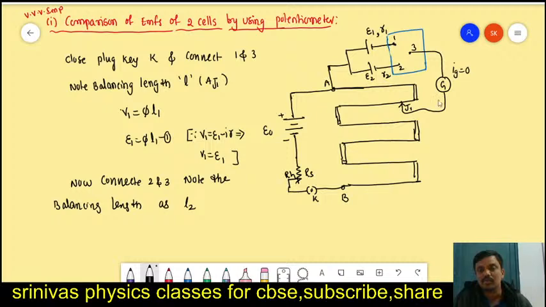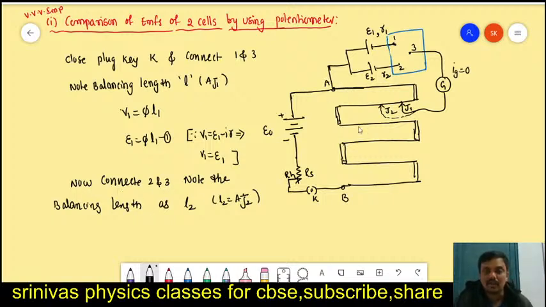For example, from here it is somewhere coming; we can take that as J2. This is J2, and A J2 is the balancing length. That is, L2 is equal to AJ2, right? Now again, the potential difference across AJ2 is balanced here.